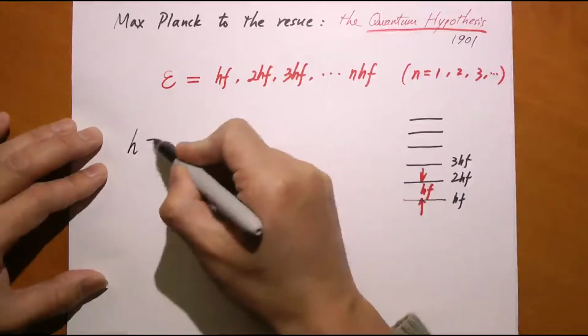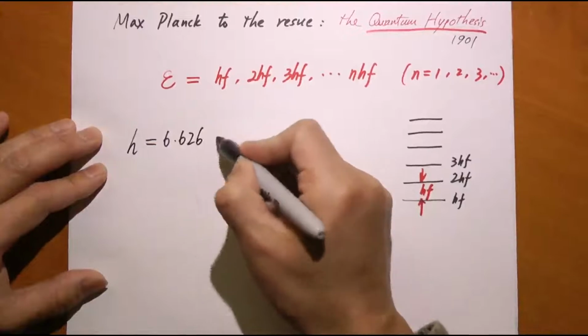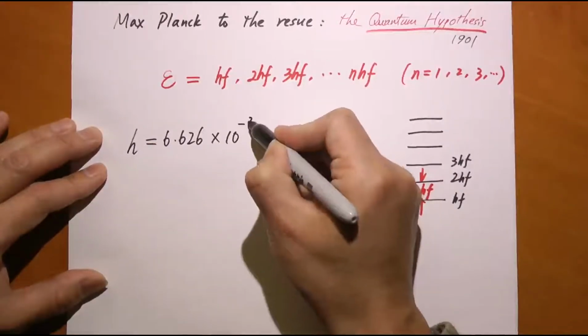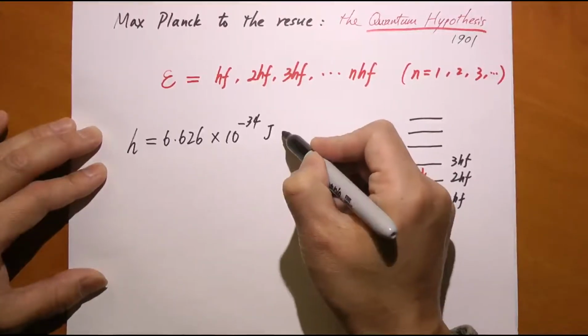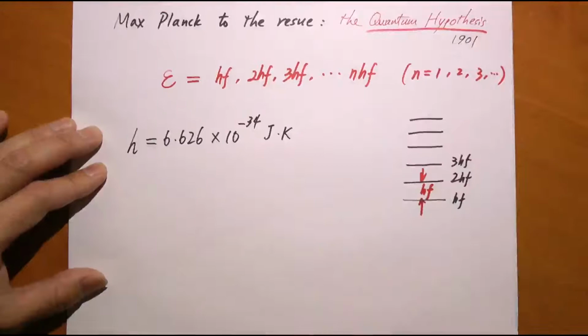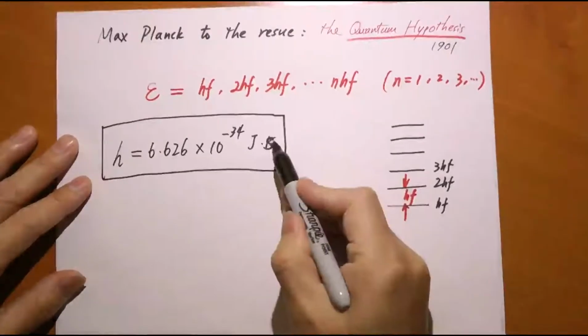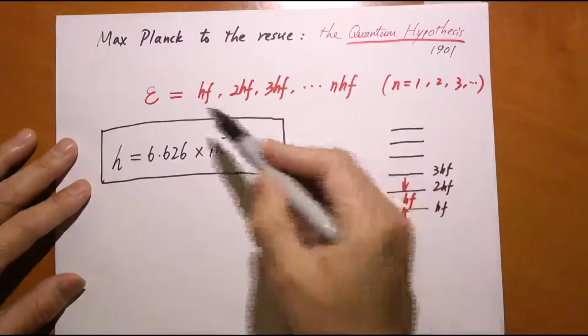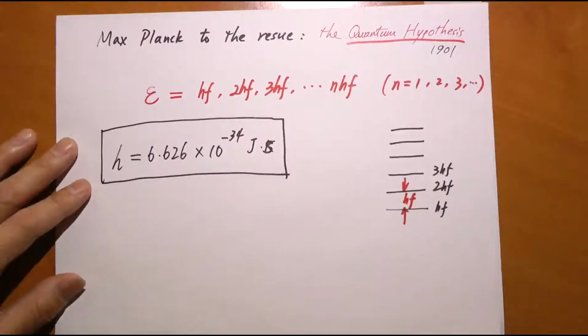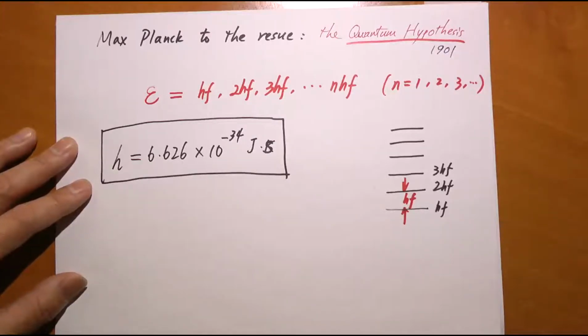h equals 6.626 times 10 to the negative 34 joule Kelvin. Well, in fact, it's joule second, because that's how you cancel the units of frequency, which is 1 over second, to get energy of joule. I have never seen any other fundamental constants in the SI system with such a small value, negative 34. This is one of the most important fundamental constants of nature.